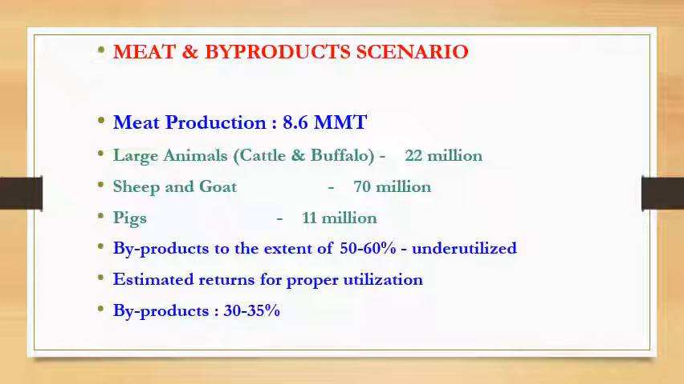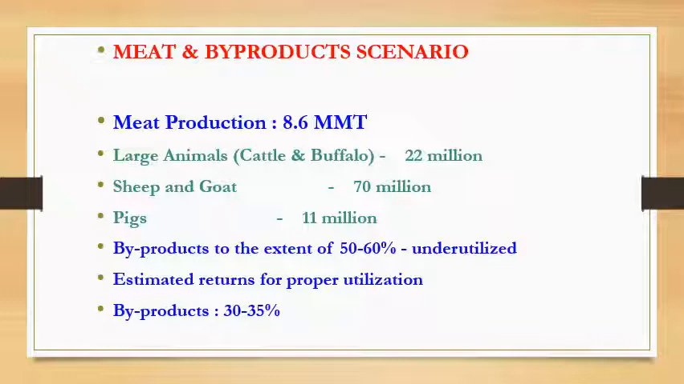Here we will get an idea about the quantum of meat and byproducts. As we have told you earlier, India is producing around 8.6 million metric tons of meat annually, of which there are large animals, and a major part is buffalo slaughter. Then there are sheep and goat and pigs. Large animals on an average annually are around 20 to 22 million, sheep and goat about 70 million, and pigs around 10 to 11 million slaughtered.